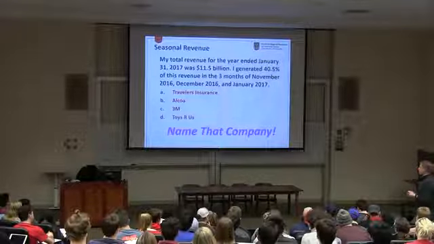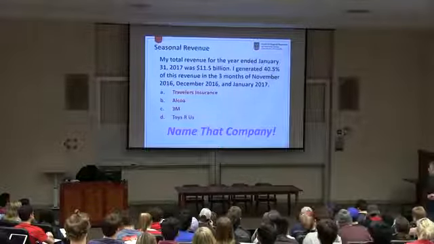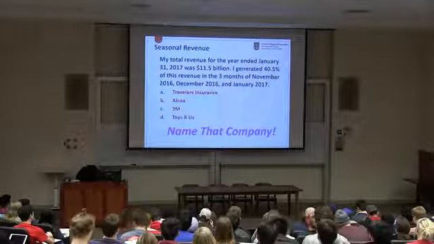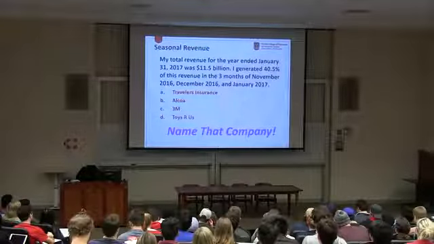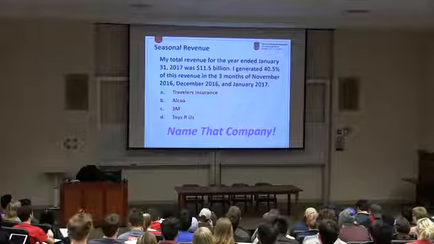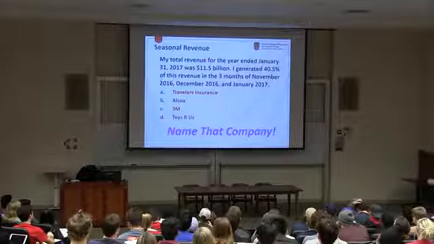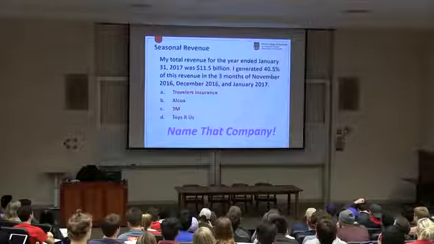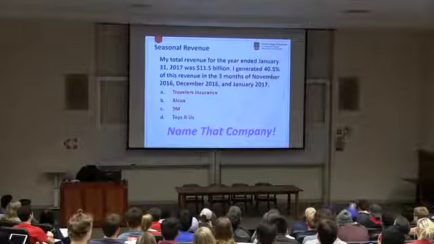Okay, so this first one says, my total revenue for the year ended January 31st, 2017, was $11.5 billion. I generated 40.5% of this revenue in the 3 months of November, December, and January. So which company am I? Talk about it.